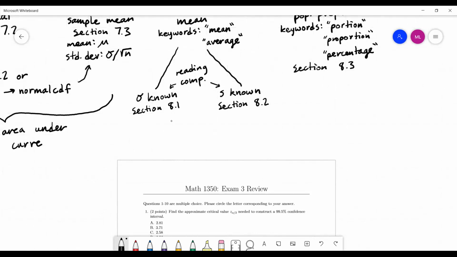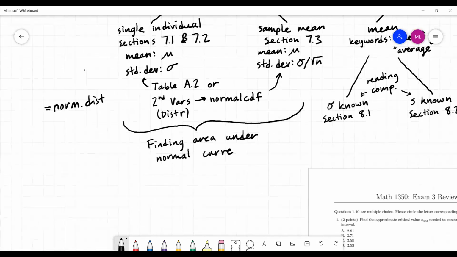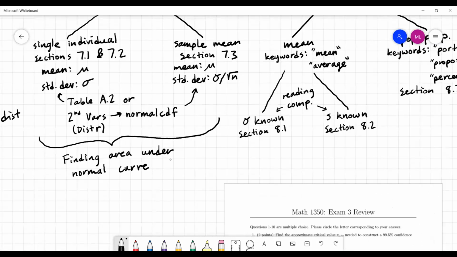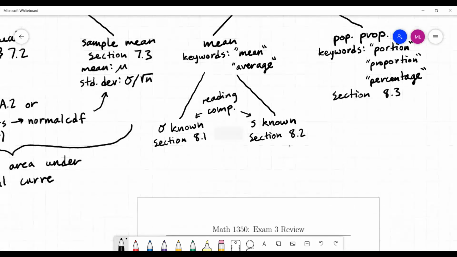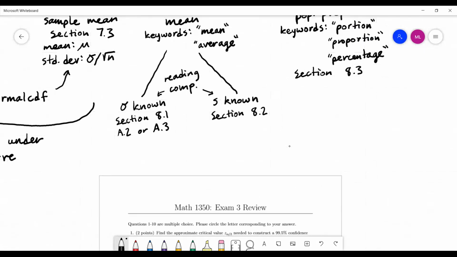In general, to answer these problems, we still needed either the probability distribution tables or a calculator. Technically, you could also answer some of these in Excel using some of these same commands over here, the normal distribution or a t-distribution. But basically, in this one, we can use table A2 or table A3. Both are fair game.